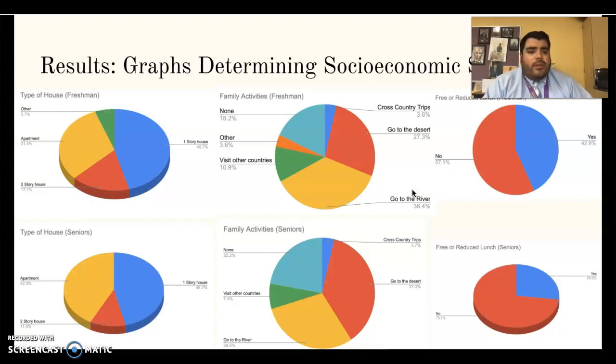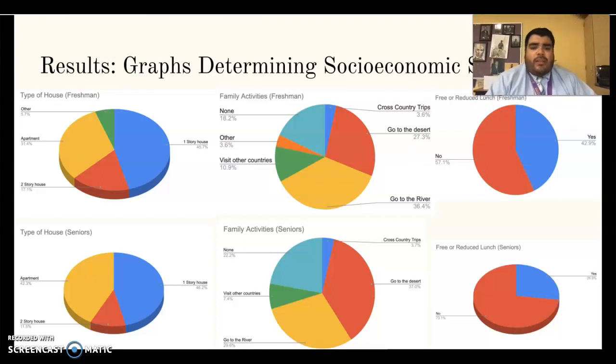So here are some of the results from my questionnaires in regards to determining their socioeconomic status. On the far left side, I have what type of houses students have: either a single-story house, two-story house, apartment, or other. I chose this question because I wanted to see if the families were renters, meaning they didn't have that much disposable income. A two-story home usually depicts a more expensive household, meaning more disposable income, as opposed to a one-story house, which means they probably rent or didn't have as much income.